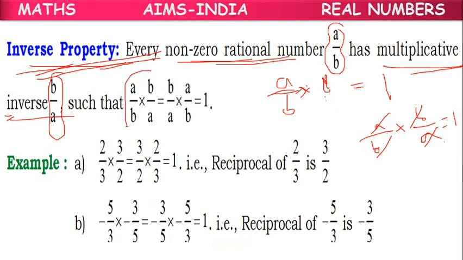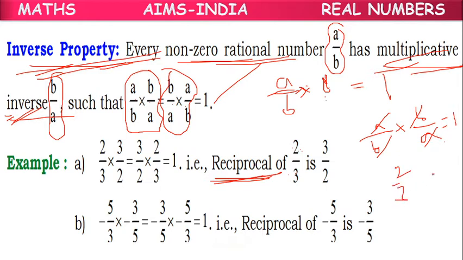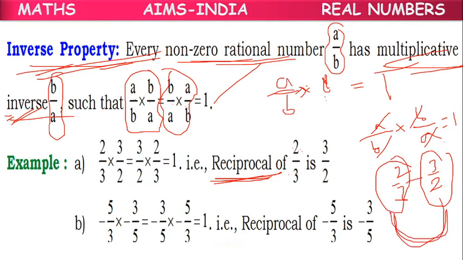Such that if we multiply both of them, all of them will cancel and the answer will be 1. So here multiplicative inverse means nothing but reciprocal. Numerator becomes denominator, denominator becomes numerator, both exchanging their places. 2 by 3 becomes 3 by 2. This 3 by 2 is called the reciprocal of 2 by 3, or 2 by 3 is called the reciprocal of 3 by 2.